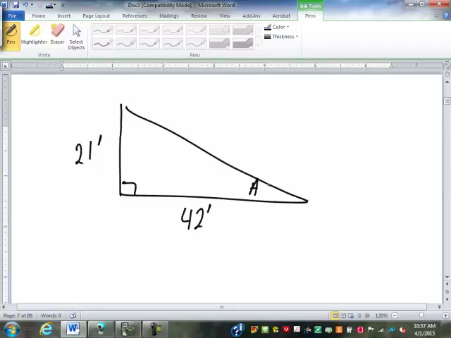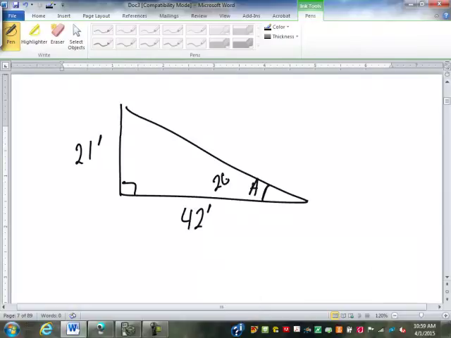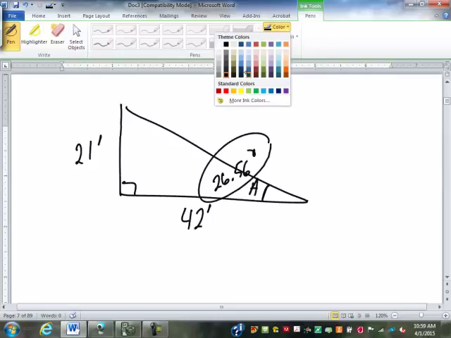So in this one, I want you to find angle A down here for me. I know you can find the side up there, so let's just find angle A is what I want. So we got 26.56 degrees. Anybody have questions?